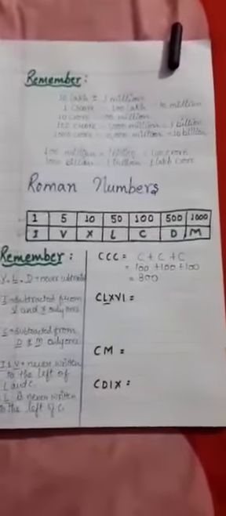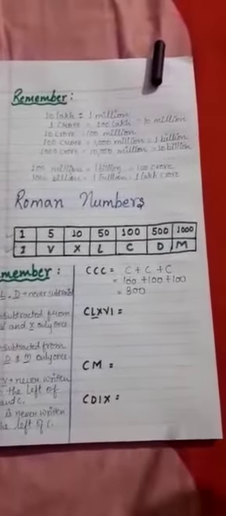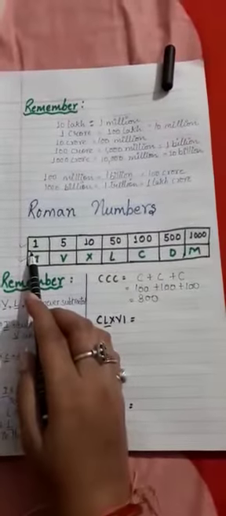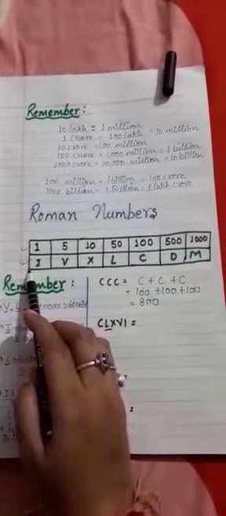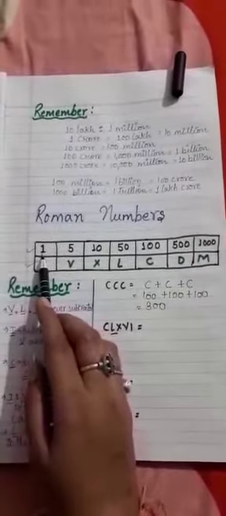Now our next topic is Roman numbers. As you can see in the table, it is written firstly in Hindu-Arabic form and secondly in Roman numerals. Now you can see how it is written.